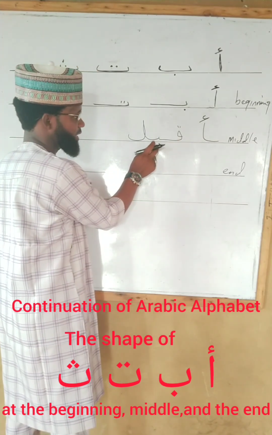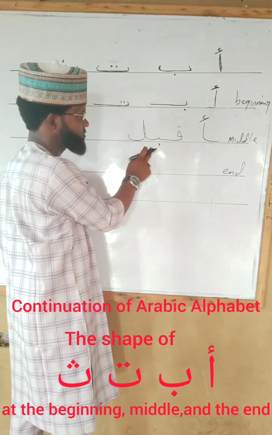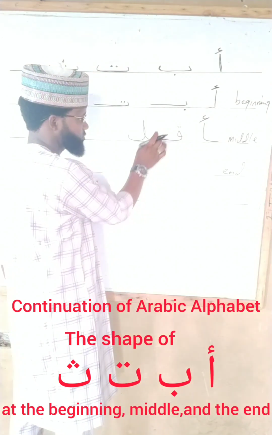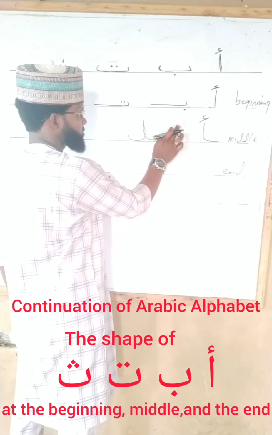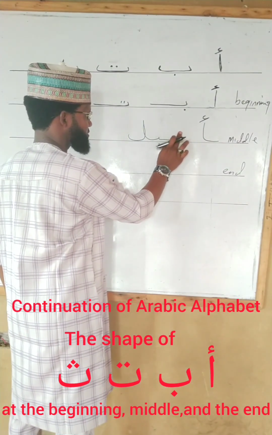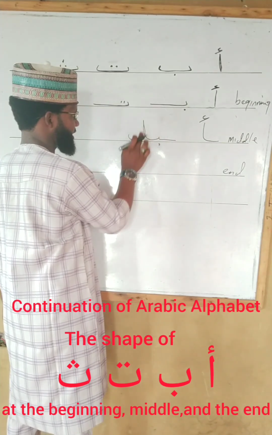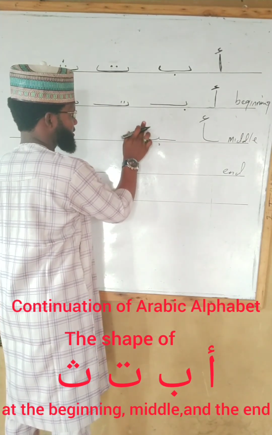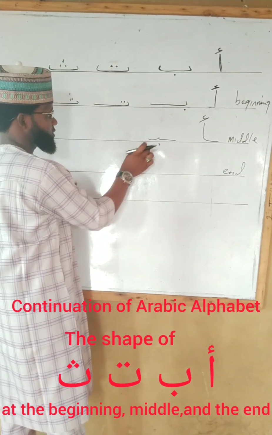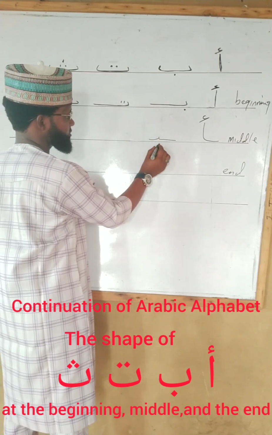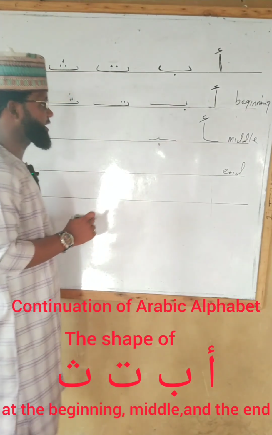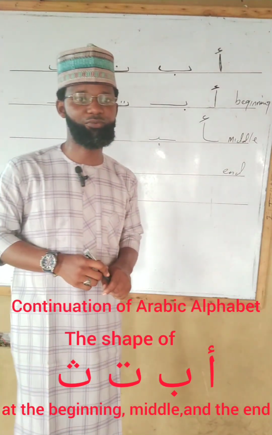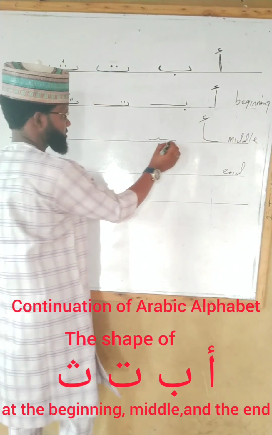So as you can see, the banner is at the middle. So the way you see the shape it takes. So if we remove this one, because you are not after that one, and also this one, you see the shape it takes now at the middle. That is its shape at the middle. Ba takes this shape.